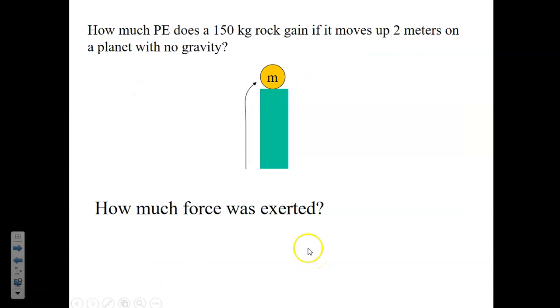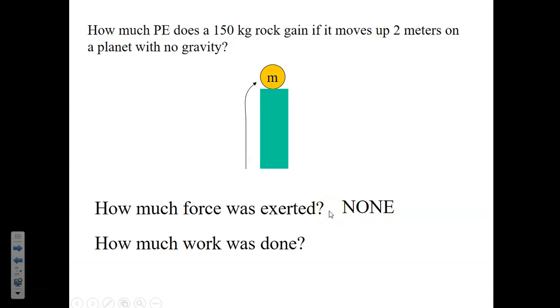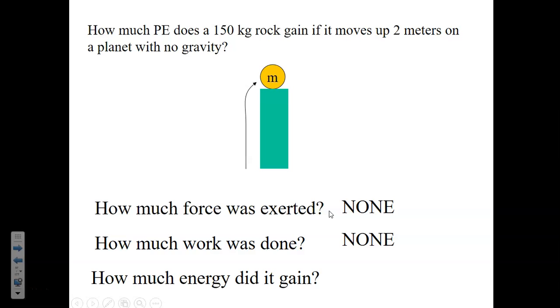Okay. How much potential energy does a 150 kilogram rock gain if it was moved 2 meters up on a planet with no gravity? Well, the potential energy U sub G equals mgh. And if g is 0, then U is going to be 0 as well. So that is not going to work. There's no force that you'd have to exert to elevate it. You would also be doing no work, and you would also be storing no energy.